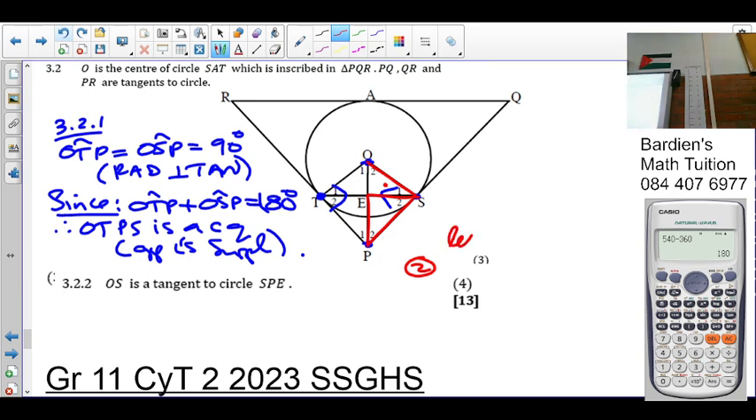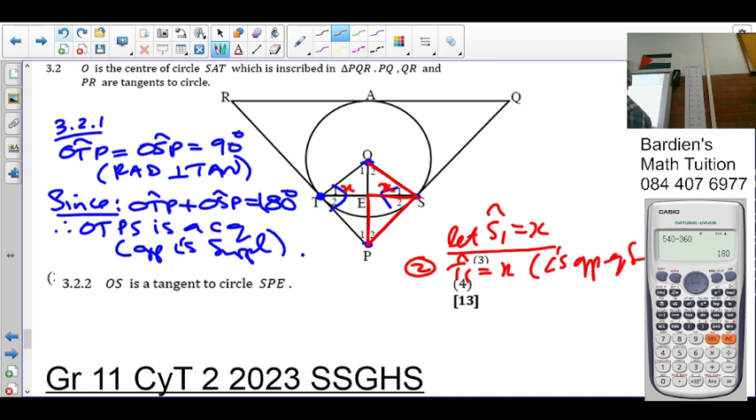So where do we start? We say that S1 equals X. So if S1 is equal to X, T1 is equal to X, since angles opposite equal sides, OS and OT are radii. I think this is very similar to the previous question, eh? It's just that you are proving a tangent. But T1 is also equal to P2. So P2 is also equal to X, angles in the same segment.